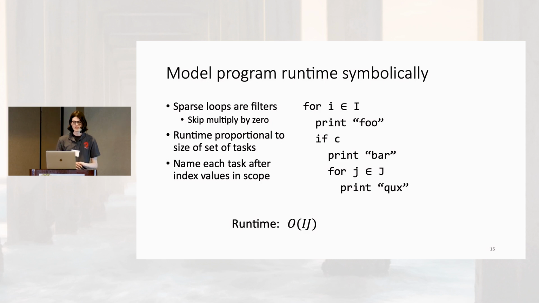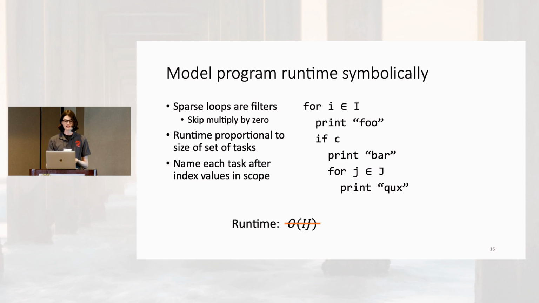And the way that we'll do this is we'll model our program runtime symbolically. So if you think of these sparse loops, they're functioning as filters. And filters are kind of just loops with if conditions inside of them. So here we have our little example kernel with a couple of loops and an if. And what we'll do is we'll model the runtime as proportional to the set of tasks that the program executes. So recall, usually when we try to asymptotically analyze a program like this, we might say that its runtime is O of ij, but that's not precise enough in the sparse case.